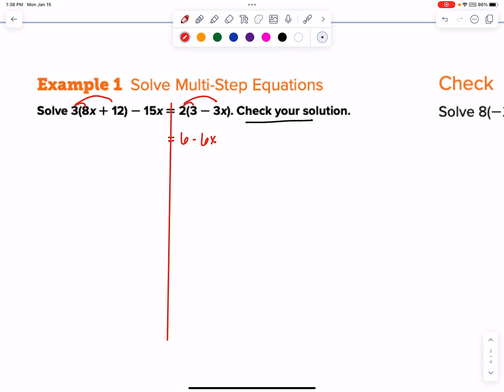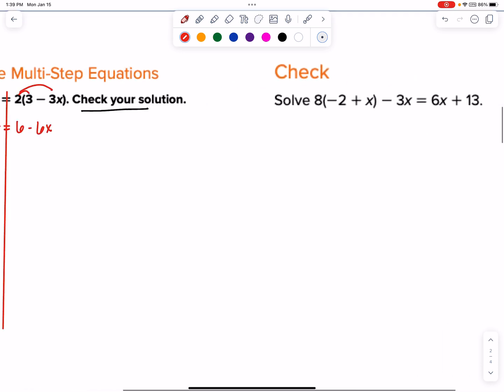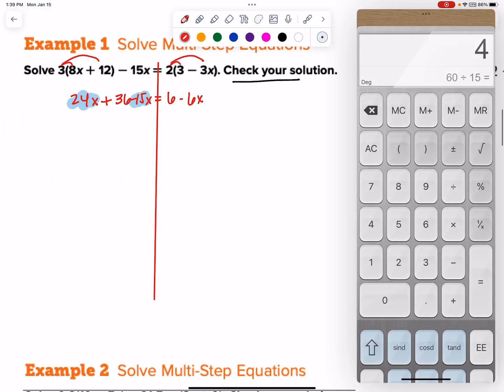And then on the left side, we have 24x plus 36 minus 15x. Okay, we want to combine our like terms. So I'm going to combine the 24x and the negative 15x on this side. We'll get that combined. So 24 and a negative 15, different sign, subtract, so minus 15 puts us at 9x. So on the left side, we have 9x plus 36 equals 6 minus 6x.